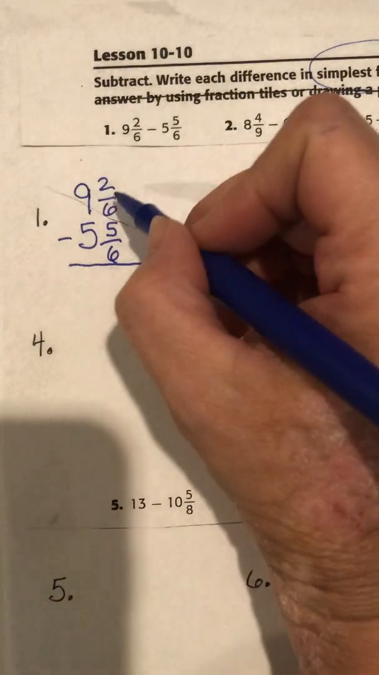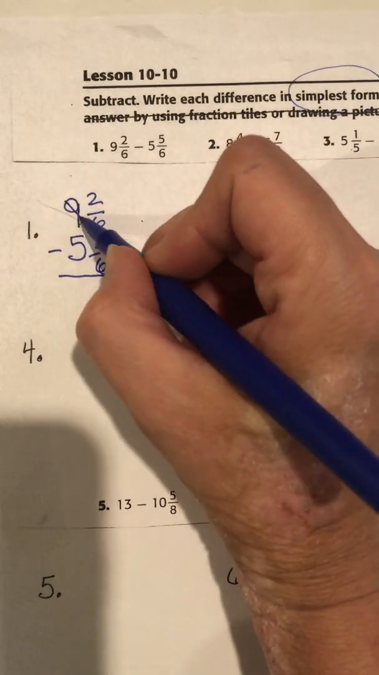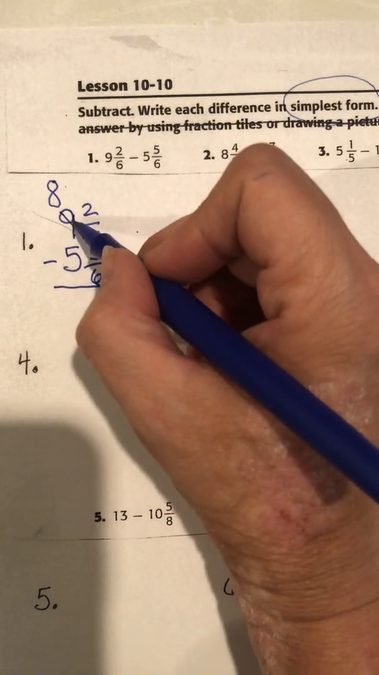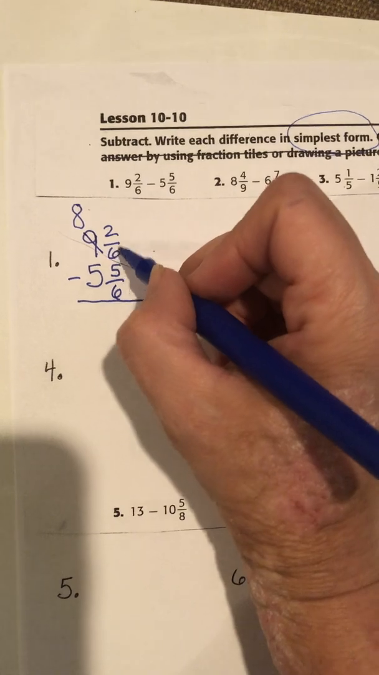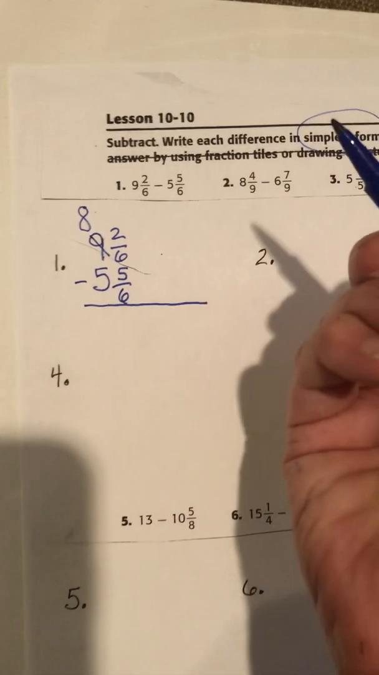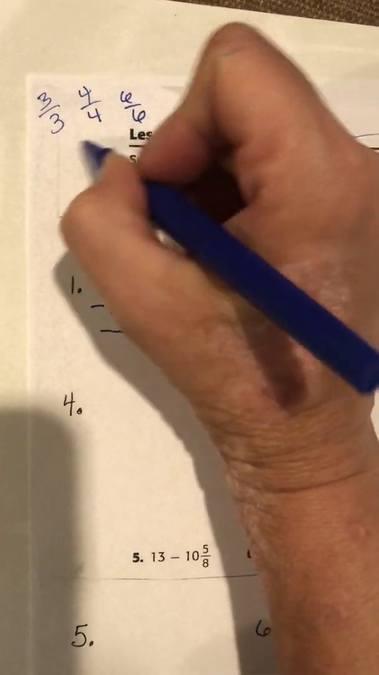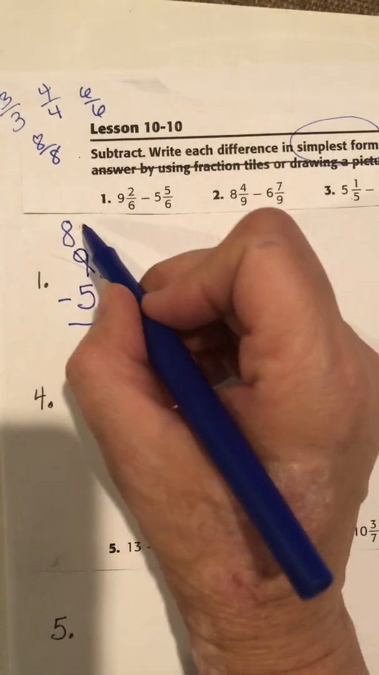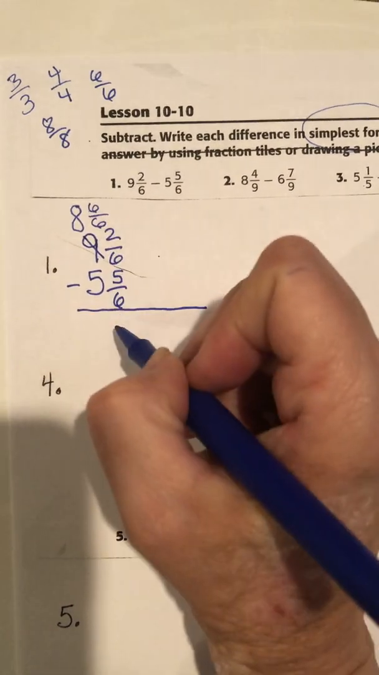So you can't take 5/6 from 2/6, so we do want to borrow from the 9. And we make the 9 into an 8, and we take that 1, and we need to make it into something that has a denominator 6, but that equals 1. So if you remember correctly, 3/3 equals 1, 4/4, 6/6, 8/8, those all equal 1. But this one I want 6, so I'm going to name it 6/6. Okay, so I took that 1 and I made it 6/6.